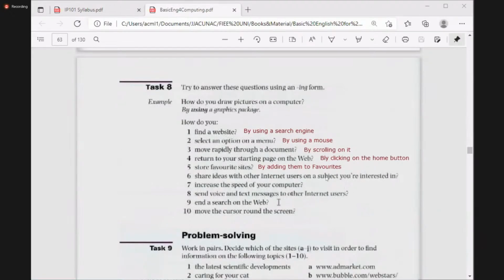How do you end a search on the web? By clicking on the stop button. How do you move the cursor around the screen? By using a mouse or by using the arrow keys. So it's very simple. The only new thing is the use of the preposition by doing this, by doing that.